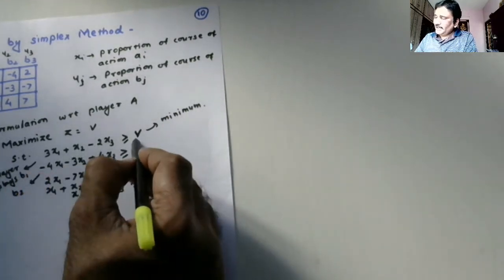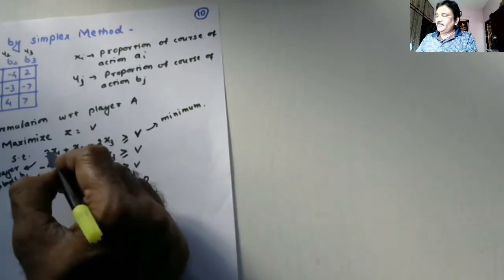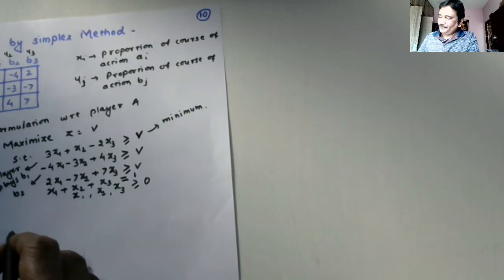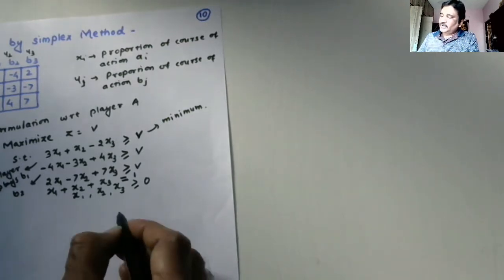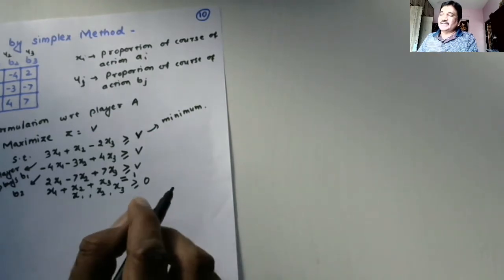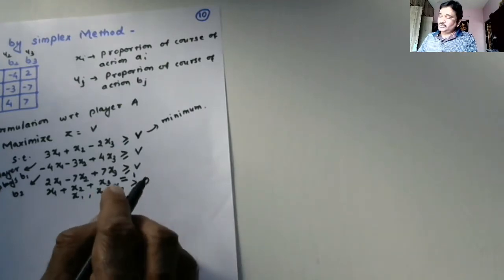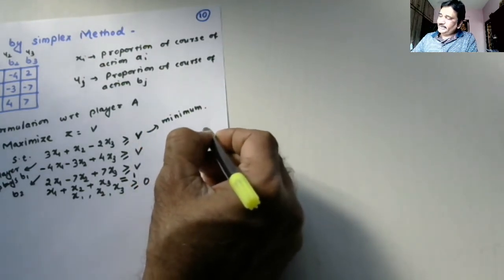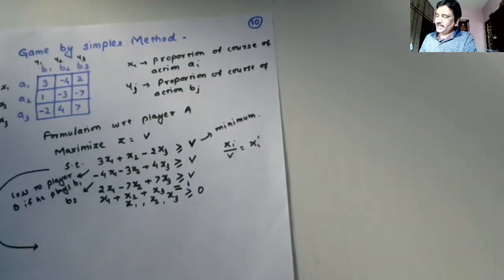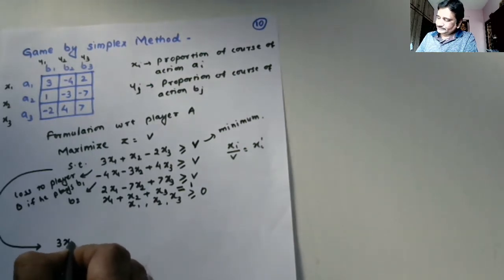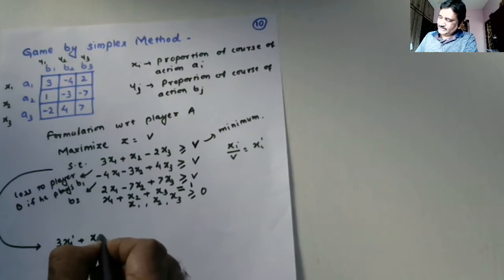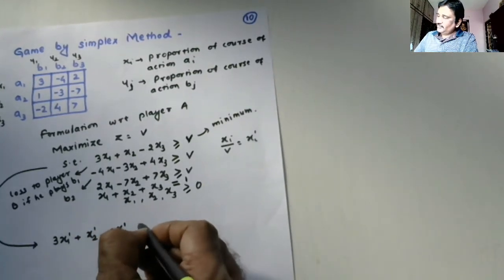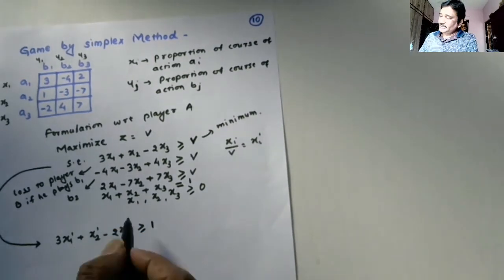So first of all, for having the constant on this side, we'll have to divide both sides by v. So the first constraint will become 3x1 by v. Now x1 by v I'll consider as x1 dash, x2 by v as x2 dash. So here I make a general convention, xi by v is equal to xi dash. My constraint will now become 3x1 dash plus x2 dash minus 2x3 dash, where x3 dash means x3 by v, greater than or equal to 1. Alright, v by v is 1.